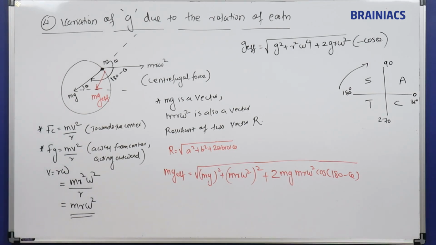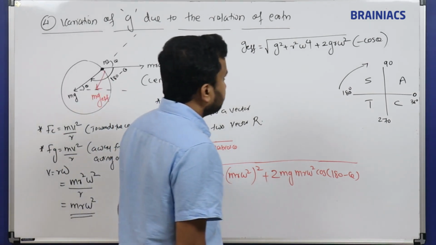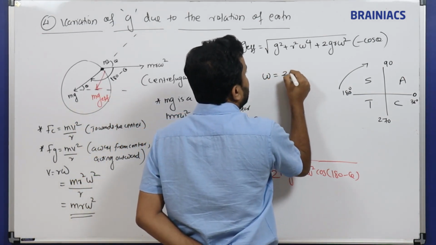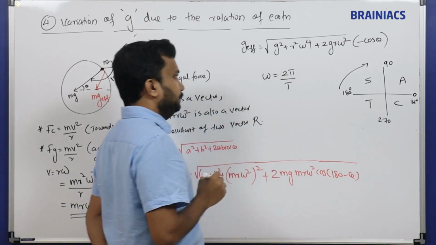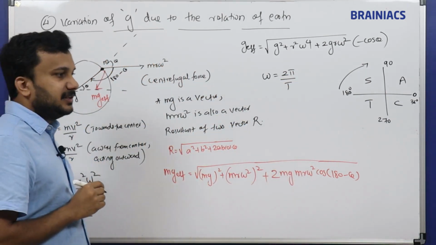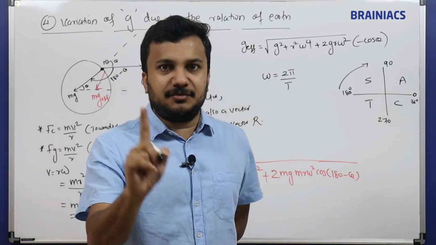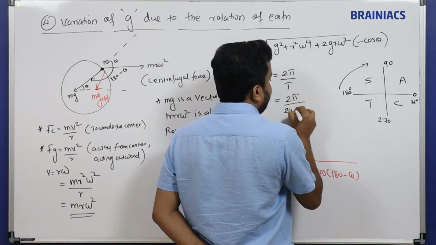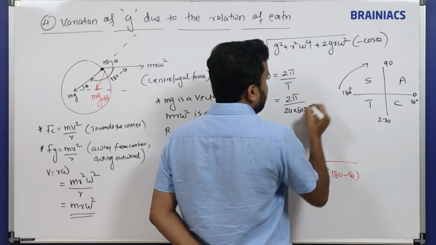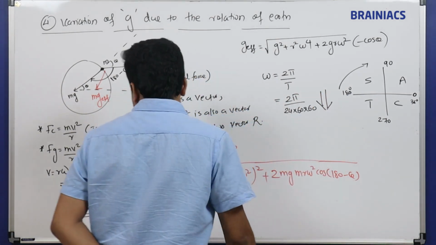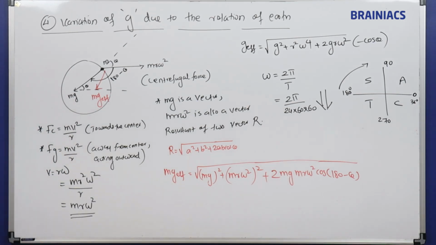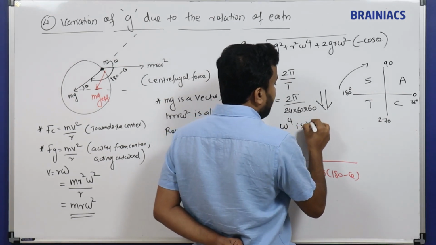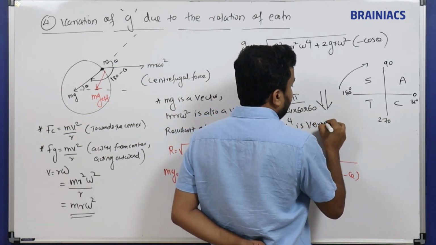Now we have to go for further simplifications. Here we have to do some calculations. What is omega? Omega is 2 pi divided by time period. Time period is the time required to complete one rotation. Earth will go for one rotation in 24 hours. So 2 pi divided by 24 into 60 into 60. So this value is very small. If omega is small, then omega power 4 is very, very small.